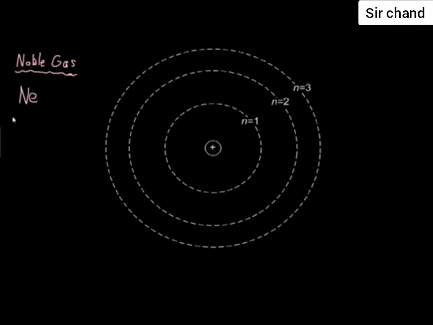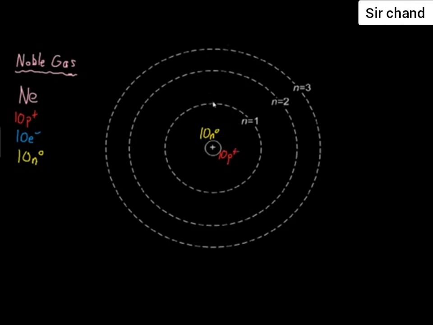Neon, if you look at the periodic table, has 10 protons. It also has 10 electrons, and 10 neutrons. I'm not going to draw these all in. Let's just go 10 neutrons and 10 protons, okay? So 10 neutrons, 10 protons in the nucleus of neon.